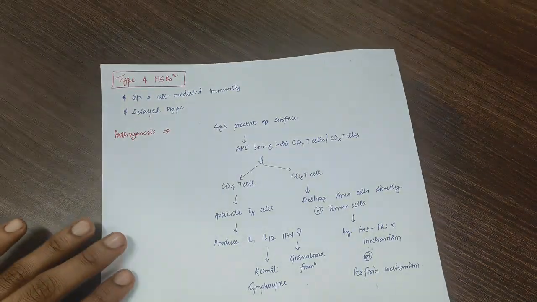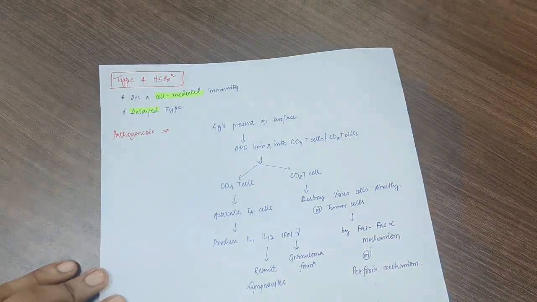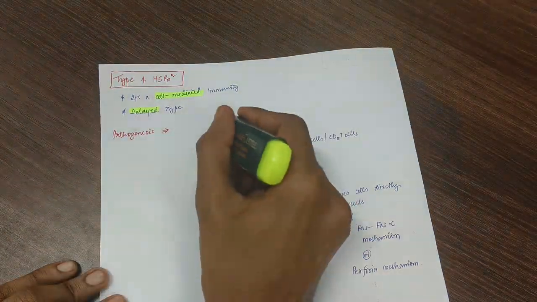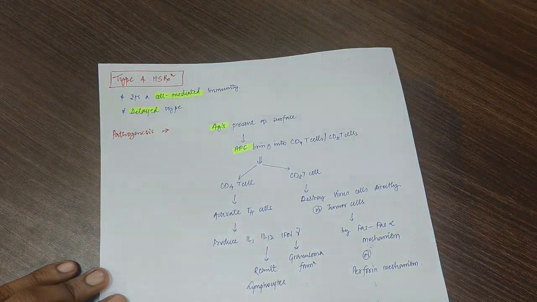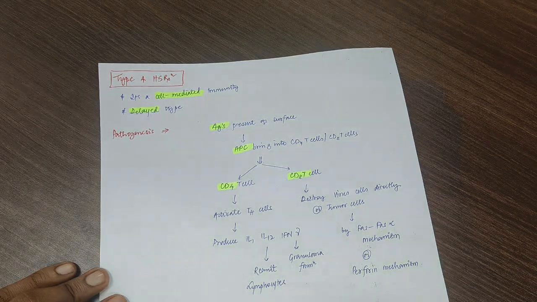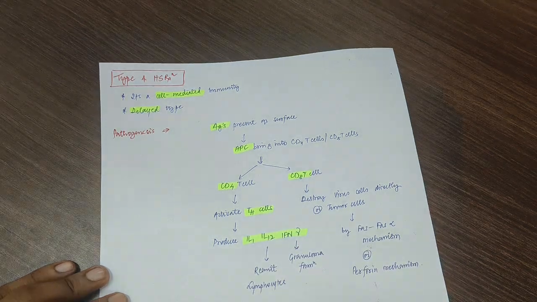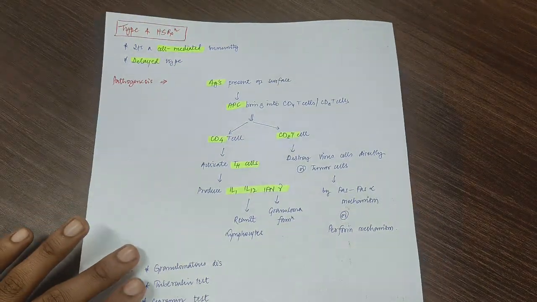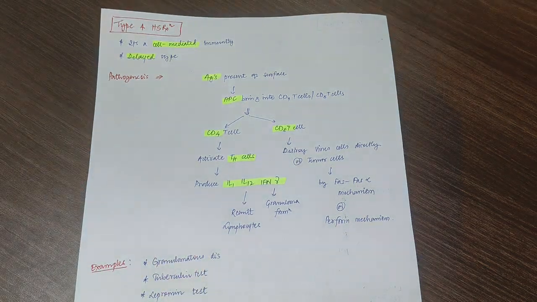Next, type 4. Type 4 hypersensitivity reaction is cell mediated and it is delayed type. The antigens are taken up by the antigen presenting cells and they bring them to CD4 T cells and CD8 T cells. What is their function? CD4 T cells activate the helper cells and produce IL-1, IL-12 and interferon gamma. IL-1 and IL-12 will recruit new lymphocytes, whereas interferon gamma will form the granuloma.